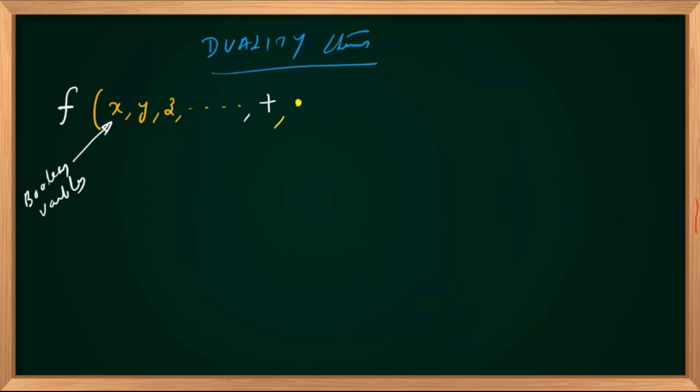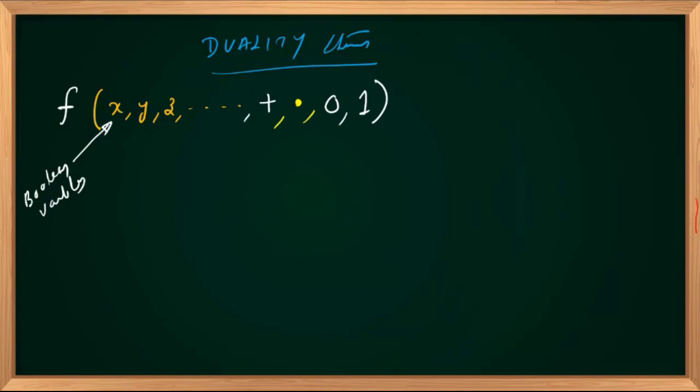Then it may contain constants. Constants symbolize logic 0 and logic 1. So I have a Boolean function that consists of variables, let us say x, y, z, etc., then OR operators, AND operators, and constants 0 and 1.